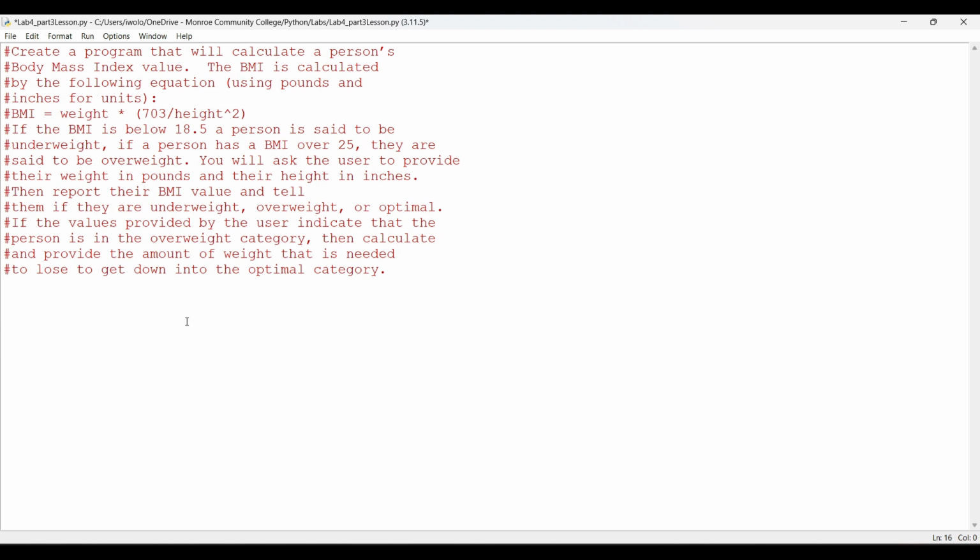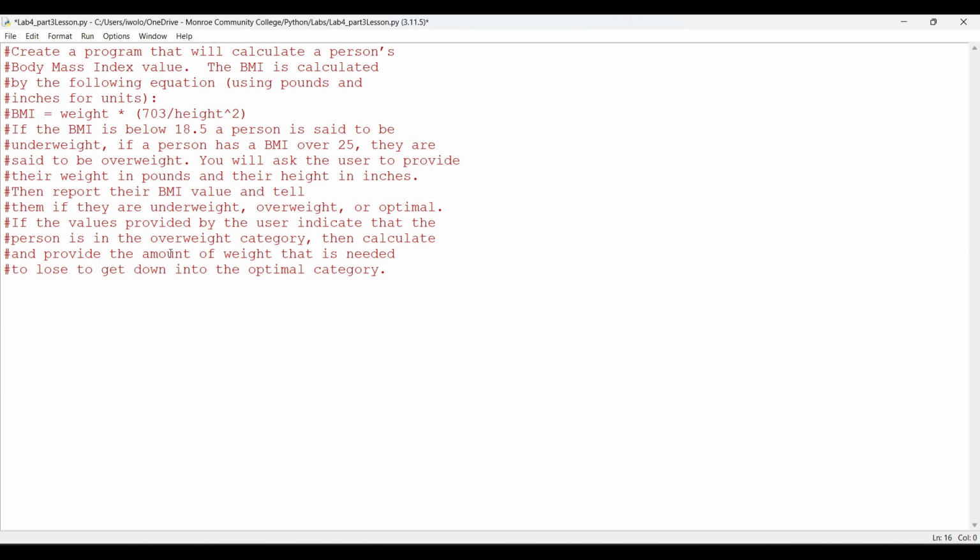Then it says if the BMI is below 18.5, a person is said to be underweight, and if a person has a BMI over 25, they are said to be overweight. So you will ask the user to provide their weight in pounds and their height in inches, then report their BMI value, and tell them if they are underweight, overweight, or optimal. Then, if the values provided by the user indicate that the person is in the overweight category, then calculate and provide the amount of weight that is needed to lose to get down into the optimal category.